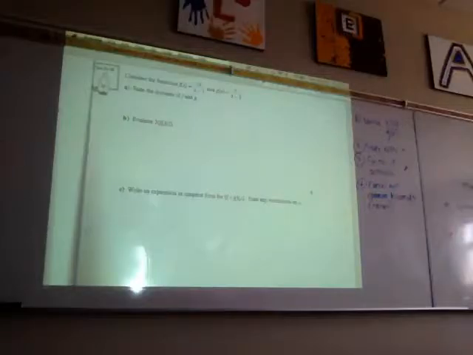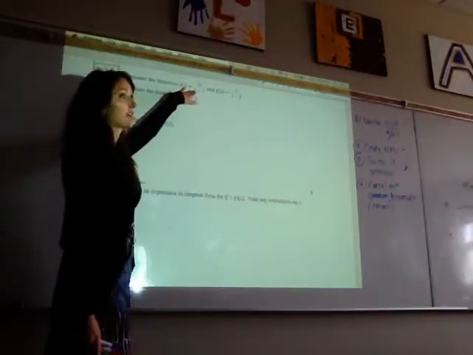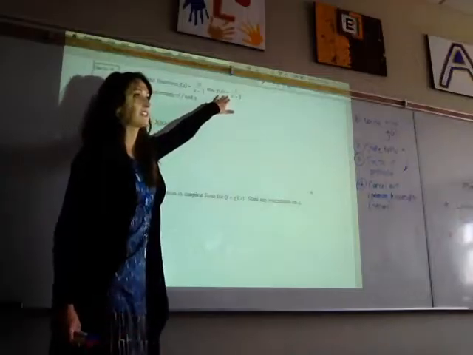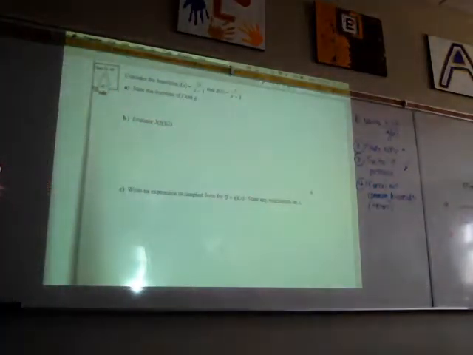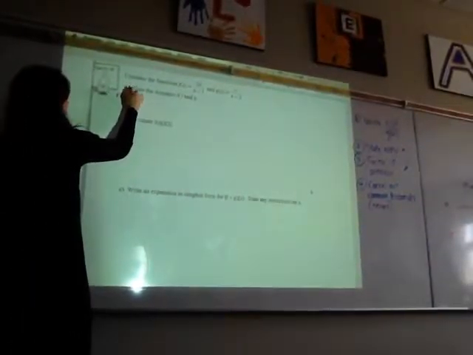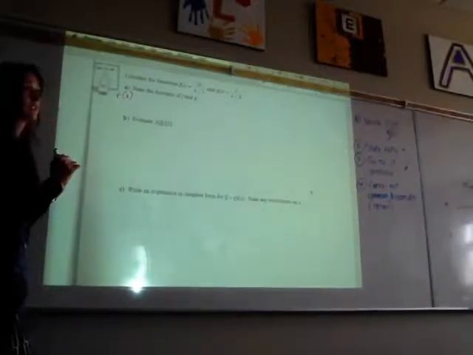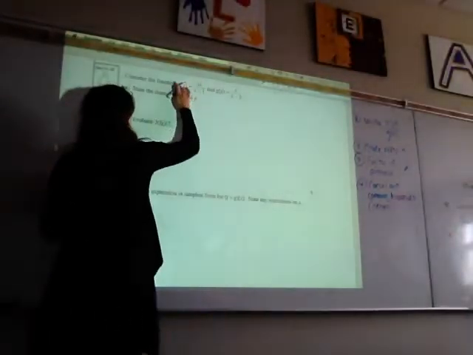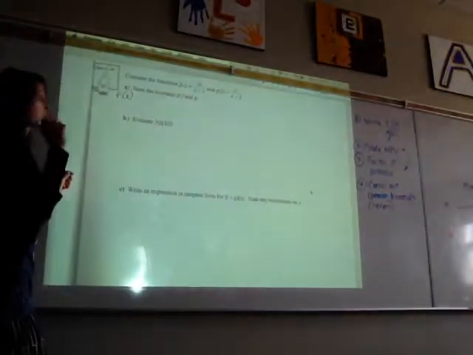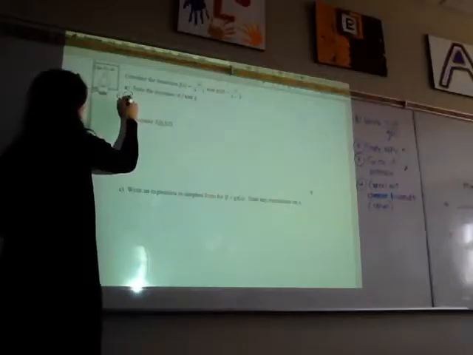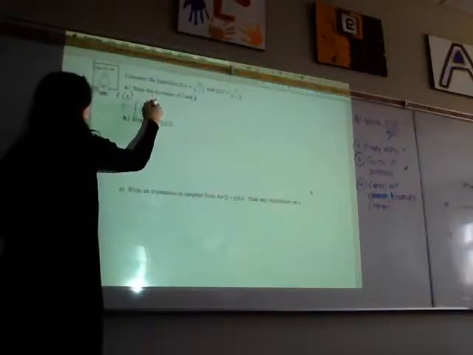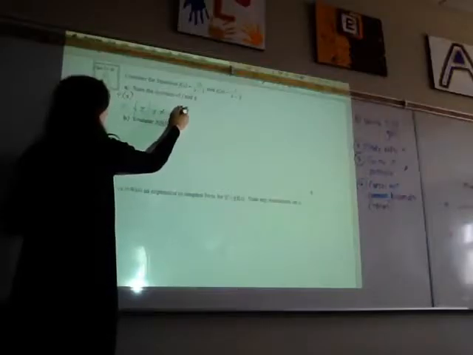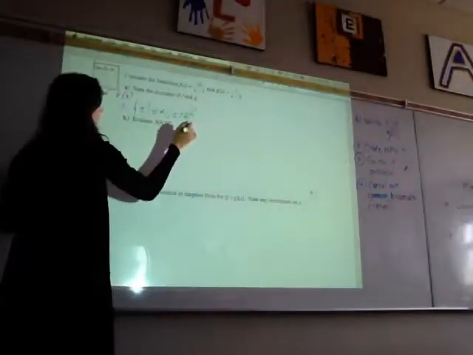Alright, so f of x is given as the rational expression 2x over x minus 1, and g of x is given as x over x minus 3. We're going to state the domains. So without even graphing, let's take a look at f of x. To start, is there a restriction on the denominator? Ben, what do you got for a restriction on f of x? 1. Okay, good. So the domain is that x cannot equal 1, and everything else is a set of real numbers.